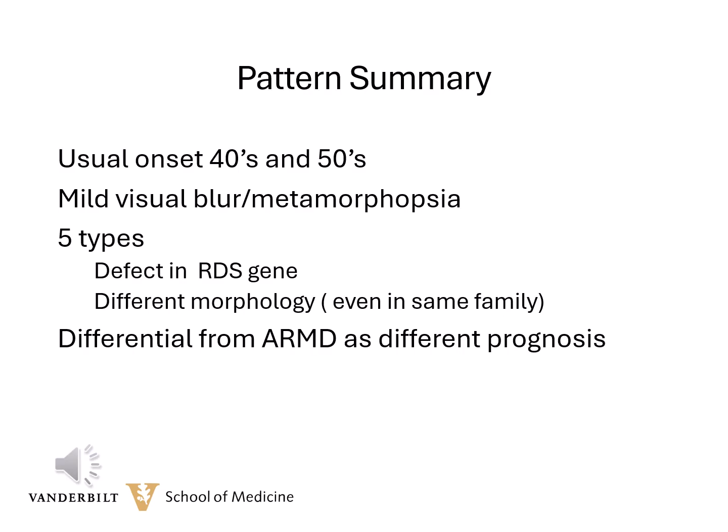In summary, pattern dystrophy usually begins in the 5th or 6th decade of life, which is 1 to 2 decades earlier than typical macular degeneration. While there are 5 different clinical morphological presentations and sometimes different manifestations in different members of the same family, the genetic defects are similar. And finally, it is important to distinguish pattern from macular degeneration, as pattern dystrophy has a very different prognosis, and the patient should be informed of the better prognosis and not be worried about going blind with this particular problem.